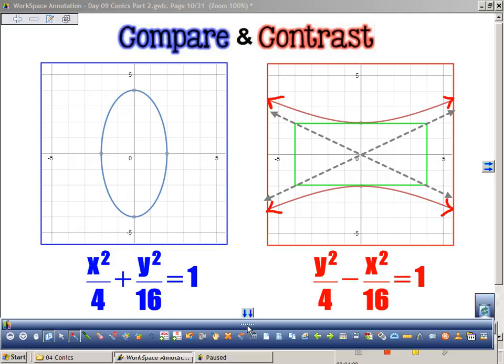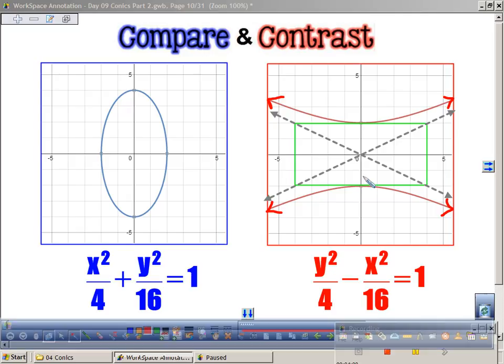They have the same center. Yes, good. What else? One's adding and one's subtracting. That's what makes one of them an ellipse and one of them a hyperbola. Allison? The x and y are switched. That's true. But notice that the orientation is the same. This one is a vertical orientation, and this one's also a vertical orientation, yet those are switched. So what's the difference between the 2 of these? Yes, Sarah? The signs are different, yes.